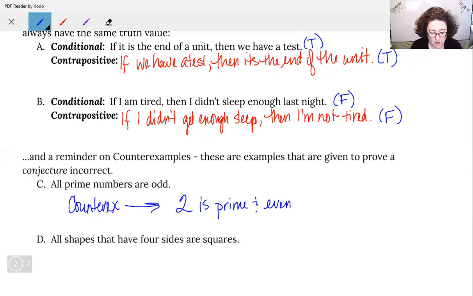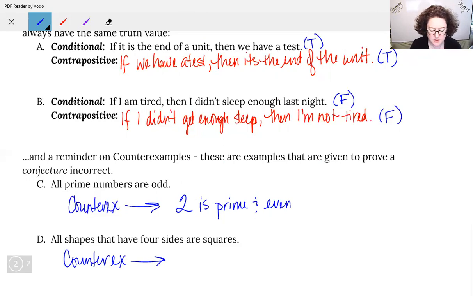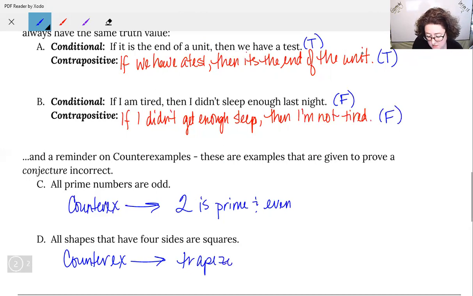Okay, last example: all shapes that have 4 sides are squares. So think about a counterexample on this one. What would prove that statement wrong? Do you know any other shapes that have 4 sides but they're not squares? Well, yeah, we know a bunch of them. What about a trapezoid? Or a rhombus?